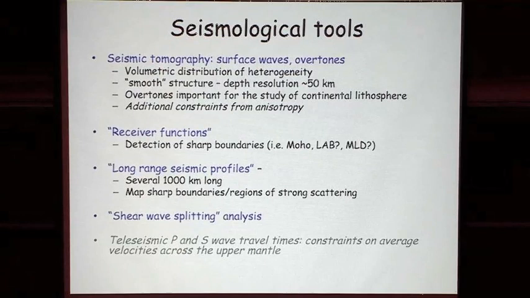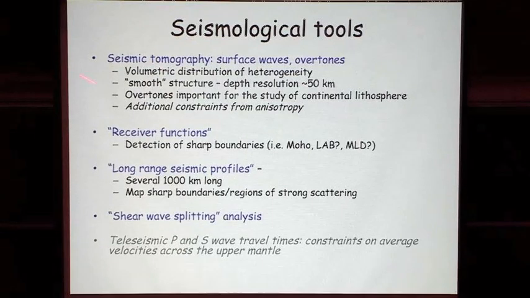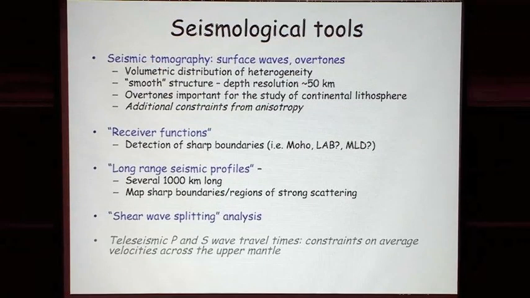Another type of observable or seismological tool is the receiver functions. They are sort of complementary. They don't give you the large-scale structure, but they allow you to detect sharp boundaries within structures, such as the Moho, the lithosphere-asthenosphere boundary, which I'm going to denote as LAB, and maybe some mid-lithospheric discontinuities.